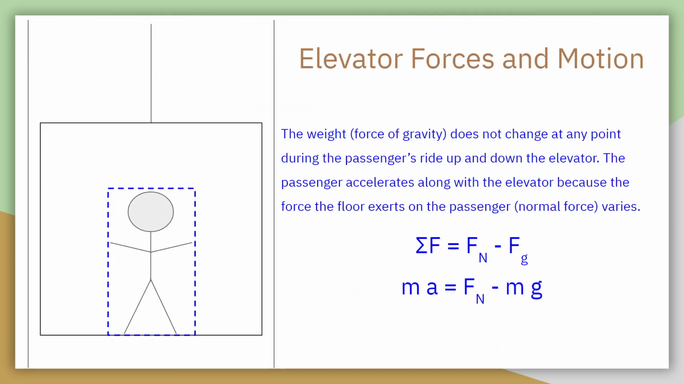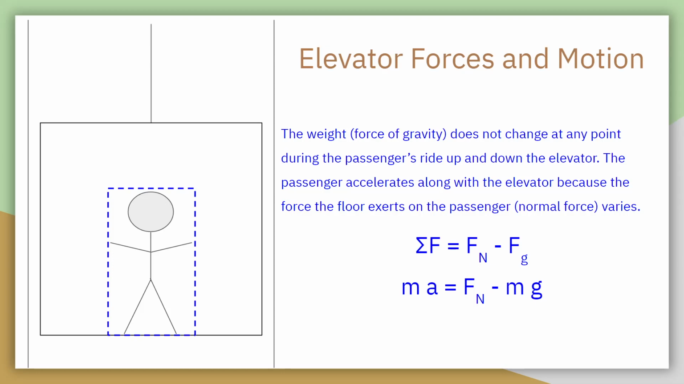So when it comes to our elevator forces in motion, the weight, that force of gravity, does not change at any point during the passenger's ride up and down the elevator. The passenger accelerates along with the elevator because the force the floor exerts on the passenger, the normal force, varies. This sum of the force equation is how we can solve every single elevator force and motion problem when we're looking at the forces acting on a passenger.